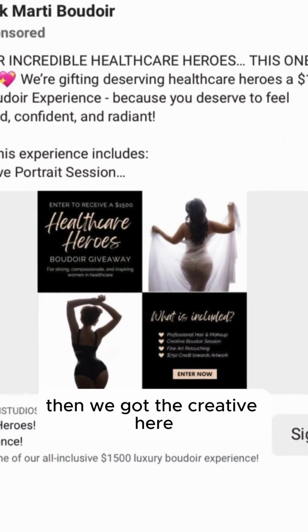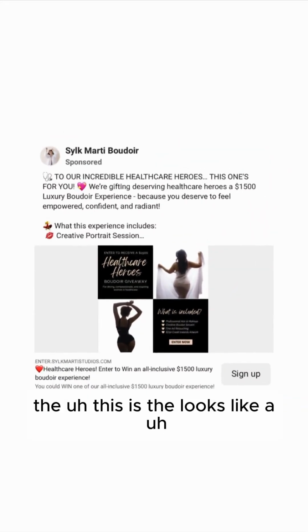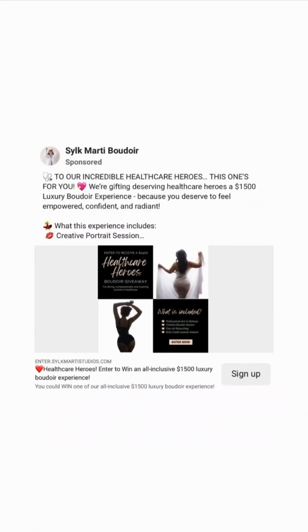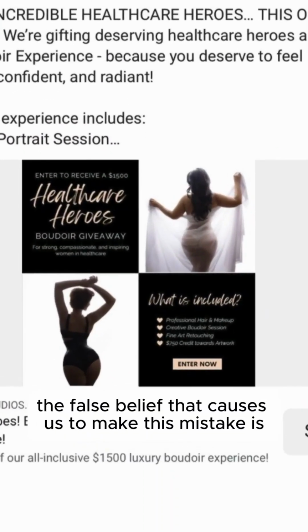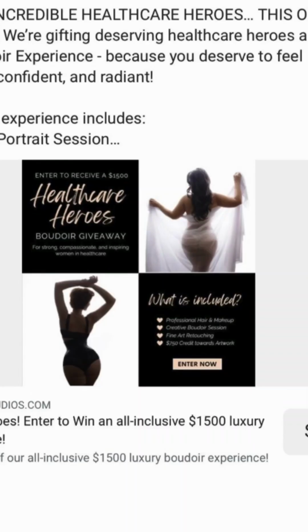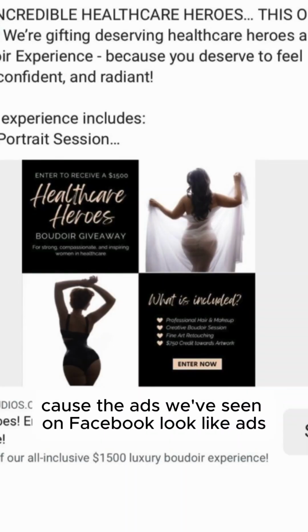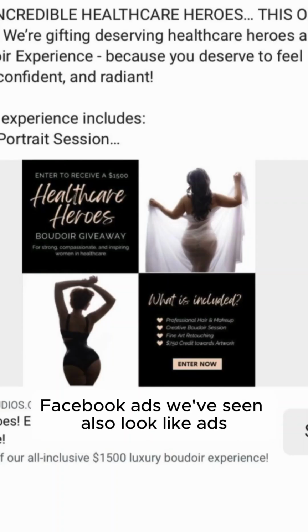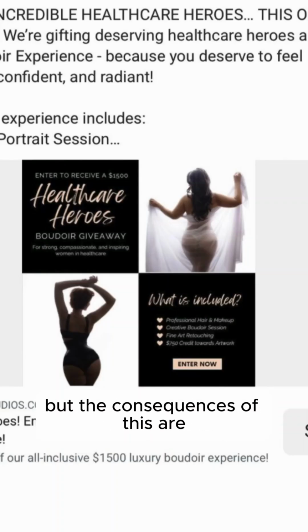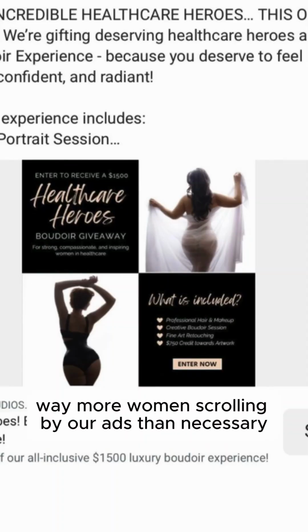Then we've got the creative here. This looks like an ad mistake. The false belief that causes us to make this mistake is that we actually believe our Boudoir Facebook ads should look like ads, because the ads we've seen on Facebook look like ads. The other Boudoir Facebook ads we've seen also look like ads. But the consequences of this are way more women scrolling by our ads than necessary.